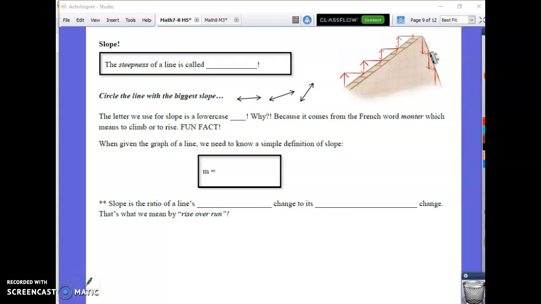Hi guys, today we're going to talk about slope, or learn about slope. The steepness of a line is called slope.